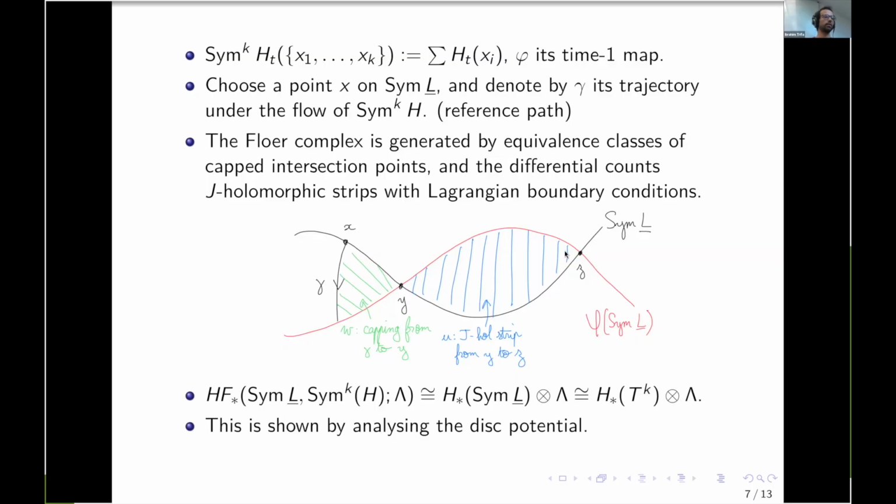Okay, so then they show that the Floer homology of Sym L does not vanish. It's actually isomorphic to the Morse homology of Sym L tensored with Novikov coefficients. And Sym L is just a product of circles, so it's a k-dimensional torus. And this is shown by analyzing the disk potential for this Lagrangian.